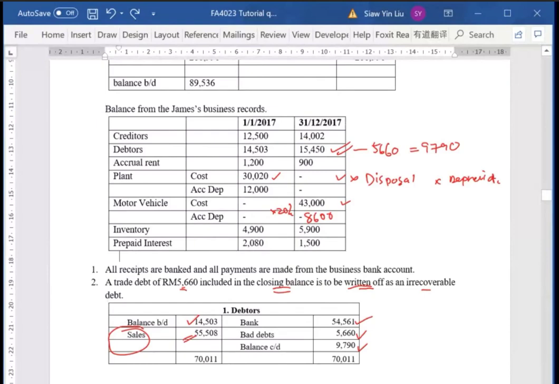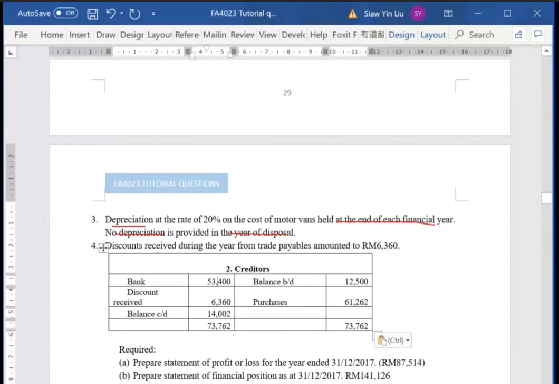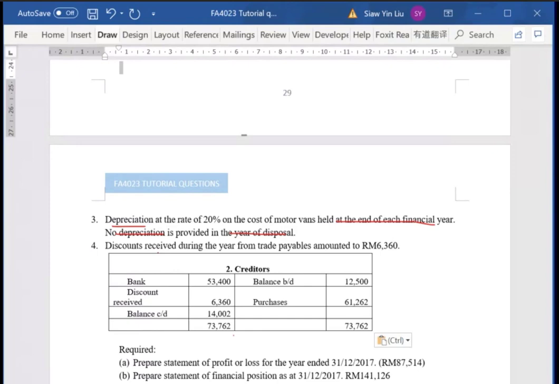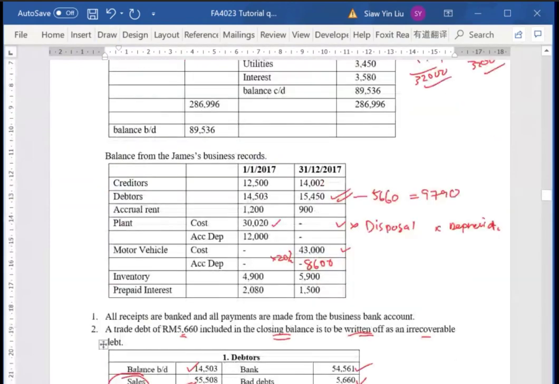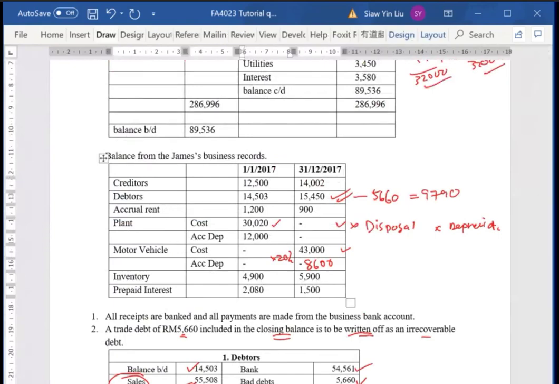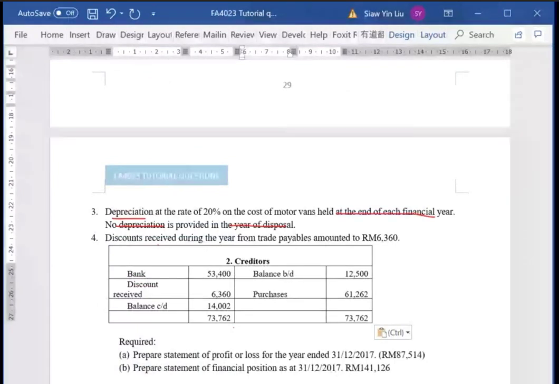I put here, let's say here. Opening is from your questions. You look at here. Opening, you have 12,500. Okay, and then closing you have 14,002. So opening here, closing, and according to the question, discount received 6,360.